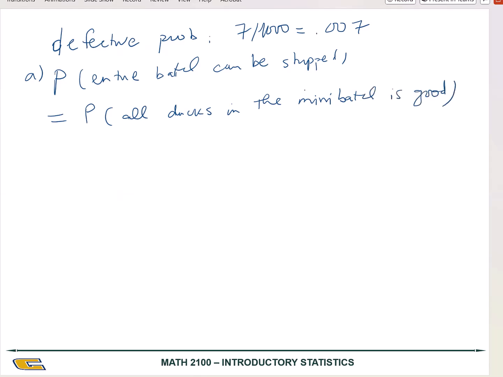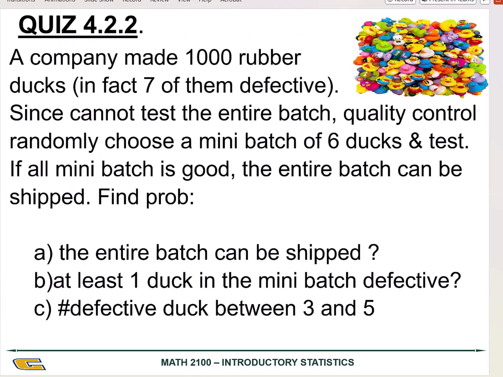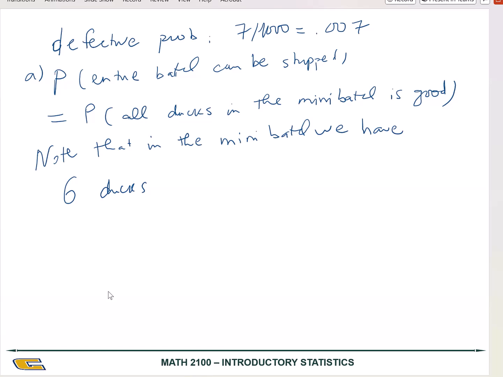In the mini batch, we have 6 ducks, right? You know that? In the mini batch, we have 6 ducks, right? So from here you can see that what we care about is that all ducks in the mini batch are good, right?